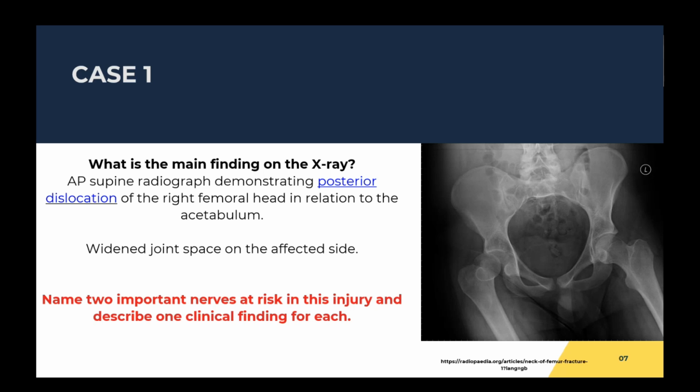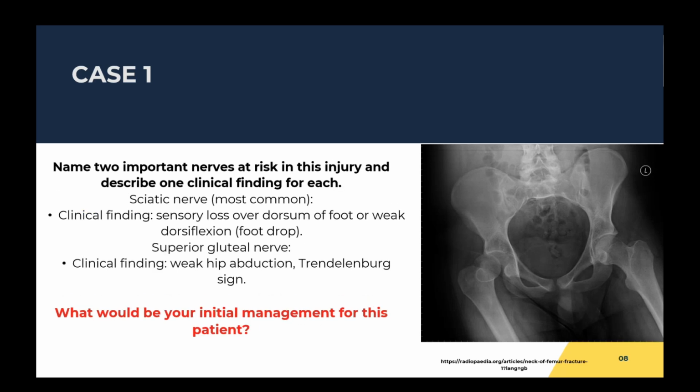Sciatic and superior gluteal, yeah. We can move to the next slide, please. Yeah, so the 2 main ones are sciatic nerve and superior gluteal. So the clinical findings would be, with sciatic nerve, it will be sensory loss over dorsum of foot or weak dorsiflexion or foot drop. And with superior gluteal nerve, you would get weak hip abduction, and you would also get Trendelenburg sign. So what would be your initial management for this patient?